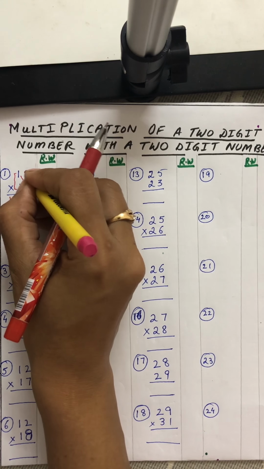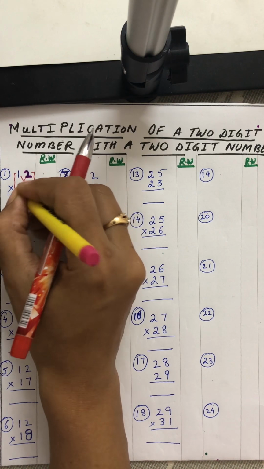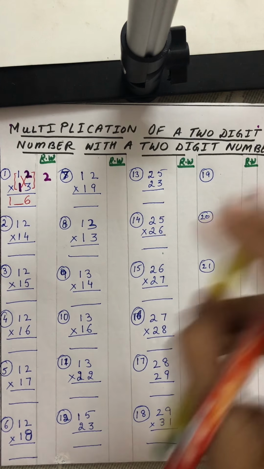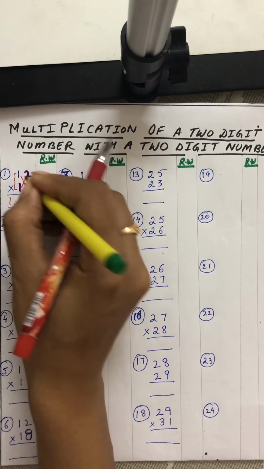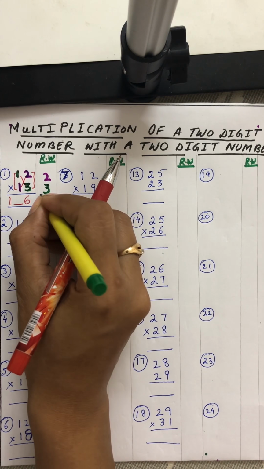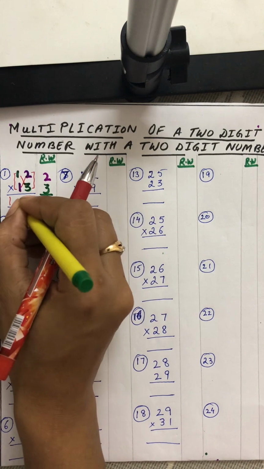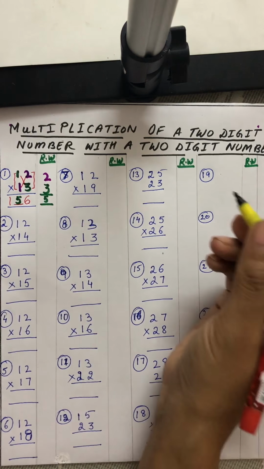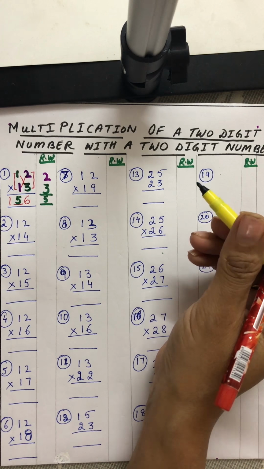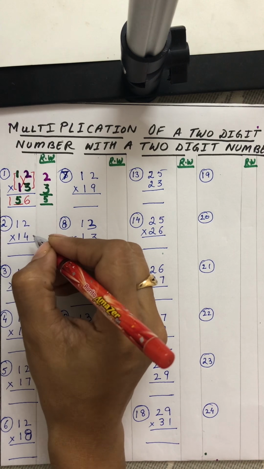which means 2 multiplied by 1, and we write this answer, 2 multiplied by 1 is 2, in a rough column. Then 3 multiplied by 1, this answer also we write in the rough column, and then we add them. What do we get? 3 plus 2, 5. This 5 we have to put here, and our answer for this multiplication is 156.